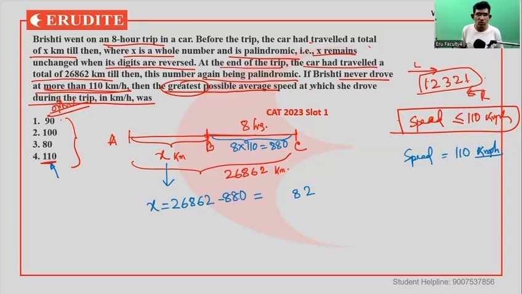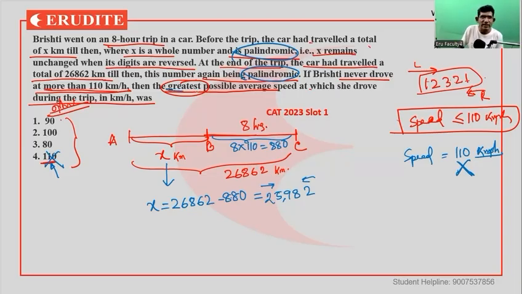Okay, so this will be 2, then 9, 5, and this is 2. Okay, so 25,982. But this is not a palindrome as per the question. X is also a palindrome, but which is not being satisfied here. Which means that x equal to 110 is not going to be your answer. It cannot be your answer because it is not satisfying the question. So I can easily rule out option 4 or 110.